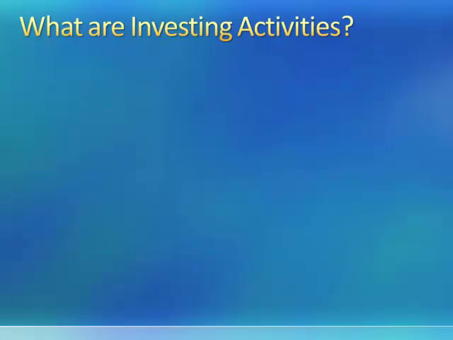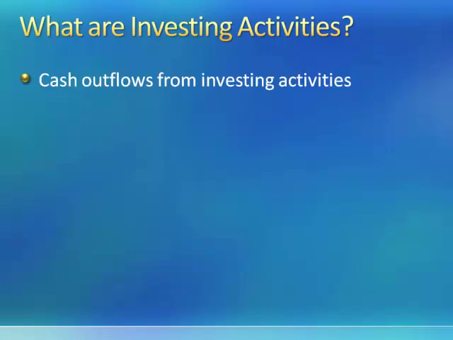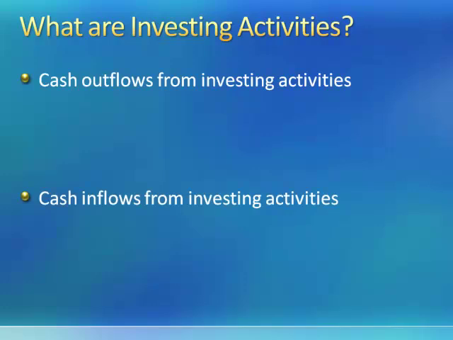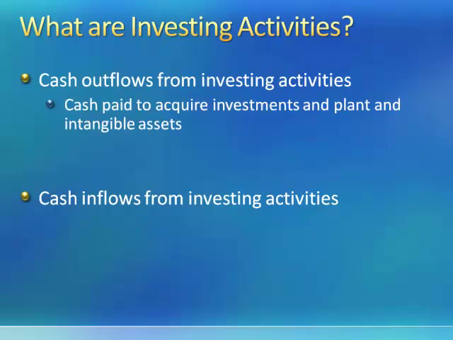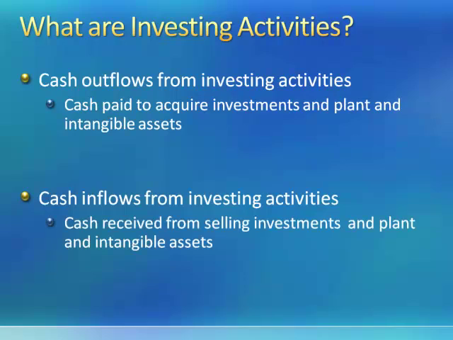Next, let's take a look at investing activities. Investing activities also has outflows and inflows. We list outflows first here because typically you have a cash outflow before you have an inflow from financing activities. When we pay cash to acquire investments or plant and intangible assets, we have a cash outflow that would be listed in our investing activity section. When we receive cash from selling the investments and plant assets or intangible assets, we would have a cash inflow in our investing activity section.